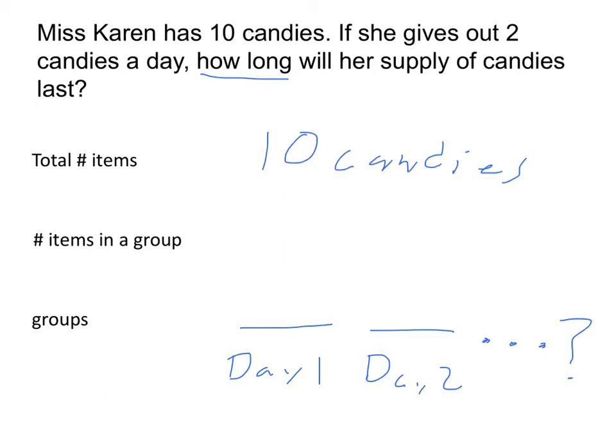Now in the middle, we're going to put our number of items in a group. Well, we're told in the problem that she's going to give out 2 candies a day. So that means we're going to draw an arrow like this and put a 2 beside it. And another arrow right here, put a 2 beside it. So this picture illustrates that we're going to have 10 candies, and we're going to give 2 candies to the first day, 2 candies to the second day, and I don't know how many days there are. And so this picture here illustrates what's going on. We've got these candies, we're distributing 2 candies to each day, and we don't know how many days.